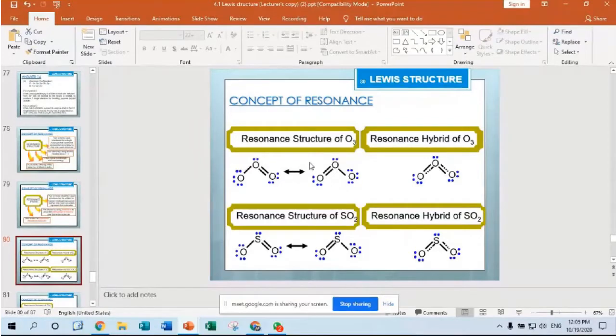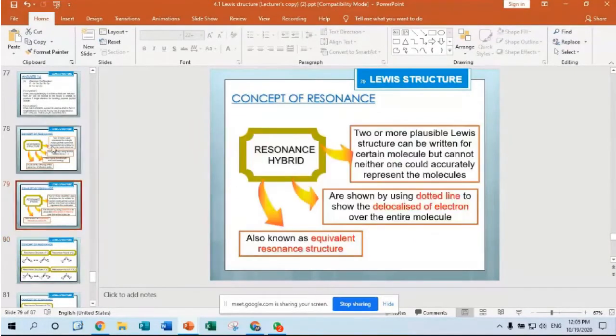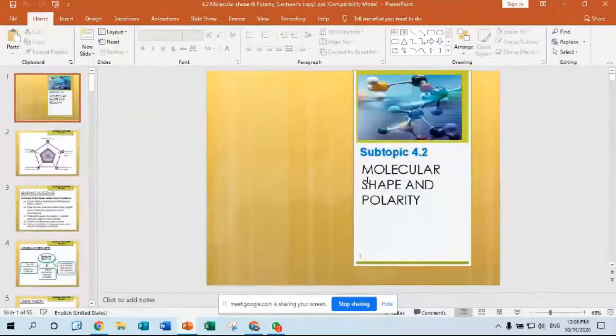Both are correct. That's why, here, two or more possible Lewis structures can be written for a certain molecule, but neither one is fully accurate. It means both are correct. So the dotted line shows the delocalization of electrons. Another name for resonance. Resonance is related to molecular shape and polarity.